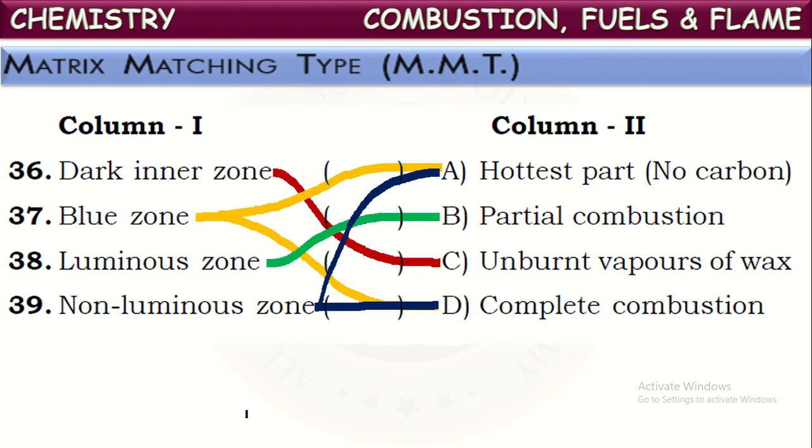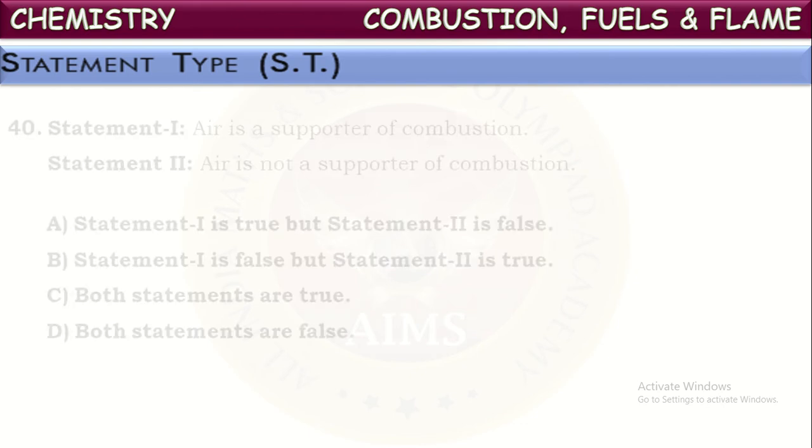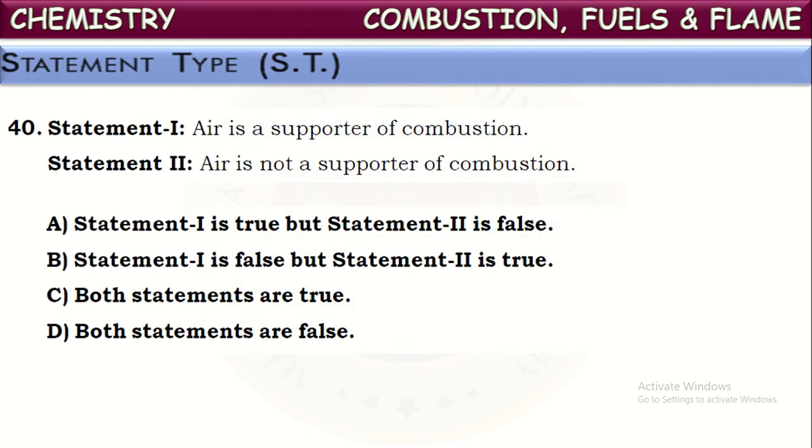Next, the non-luminous zone is the outermost zone, where complete combustion of vapors occurs. Okay, this is matching. Next, now let us see statement type questions. See the first one. Statement 1: Air is a supporter of combustion. Is it correct? Yes. Air is a supporter of combustion.